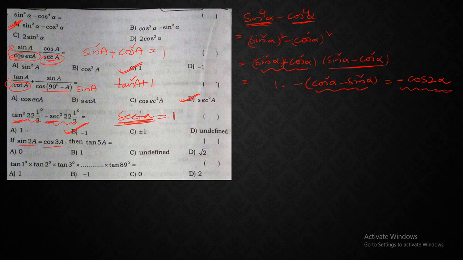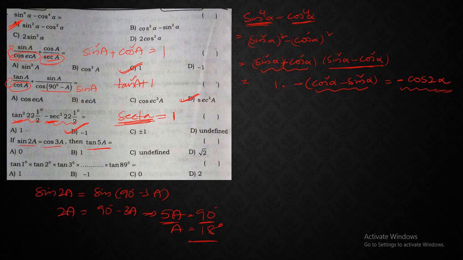Sin 2a is equal to cos 3a. So how can I do this? Sin 2a is equal to cos 3a means cos 3a I can write as sin of 90 minus 3a. So on comparing directly, 2a is equal to 90 minus 3a. If I transpose this, it becomes 5a is equal to 90, a is equal to 18 degrees. So the value of a is 18 degrees, and 5a is equal to 90 degrees.